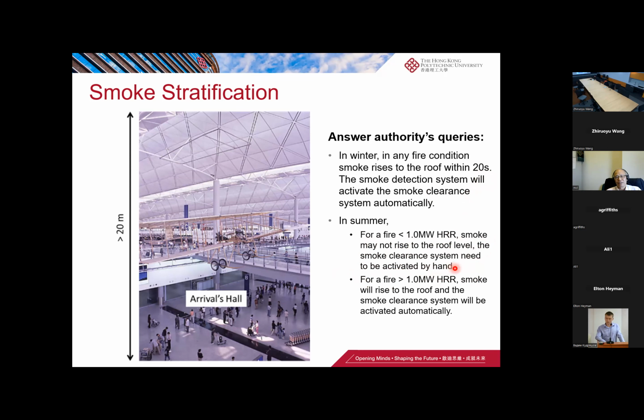So our conclusion is, in summertime, for a very small fire, we need to activate the system by hand. For a fire larger than 1 megawatt, the system can very likely be activated automatically, because over 1 megawatt, the fire smoke can rise up to the 20 meter roof in less than 1 minute. So this is the conclusion based on our assessment to answer the queries from the authority for a very practical problem.